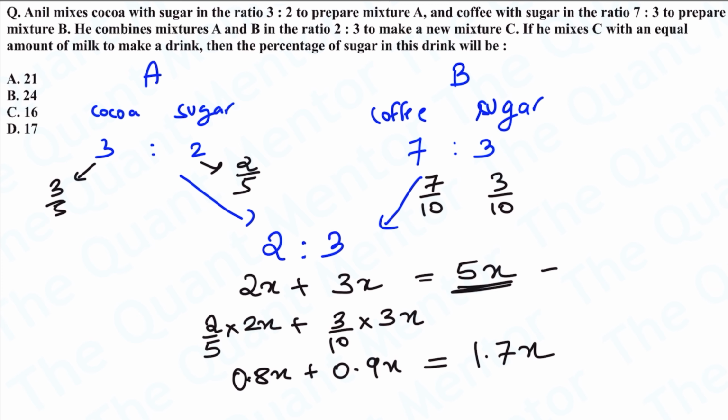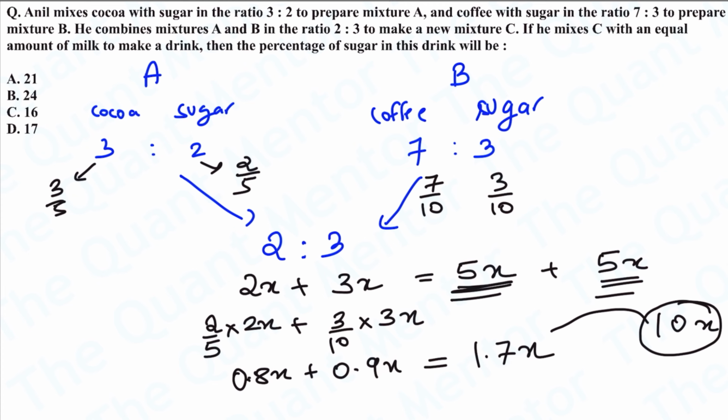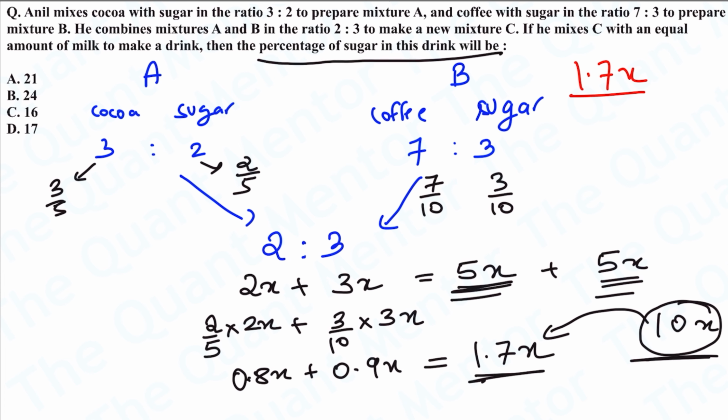And this mixture is now combined with an equal amount of milk. Means 5x grams of mixture of A and B is combined with 5x grams of milk to form a new mixture. So the weight of the total mixture is now 5x plus 5x or 10x. The question is asking how much of this 10x is basically the sugar content, right? The percentage of sugar in the drink will be. So we want to find out 1.7x is what percent of 10x. So 1.7x upon 10x multiplied by 100, right? x cancels, 10 cancels. 1.7 into 10, the answer is 17%.